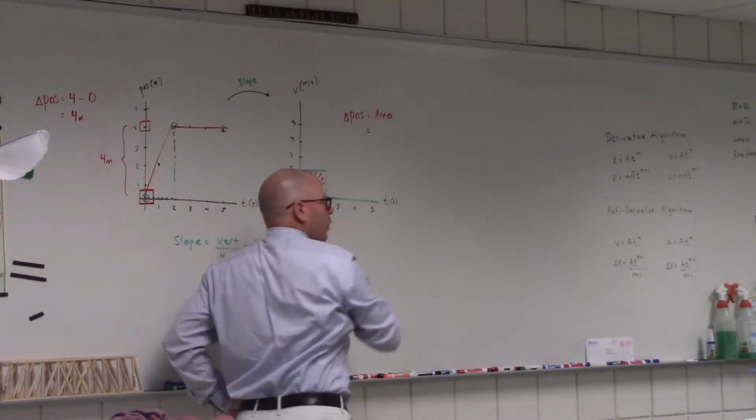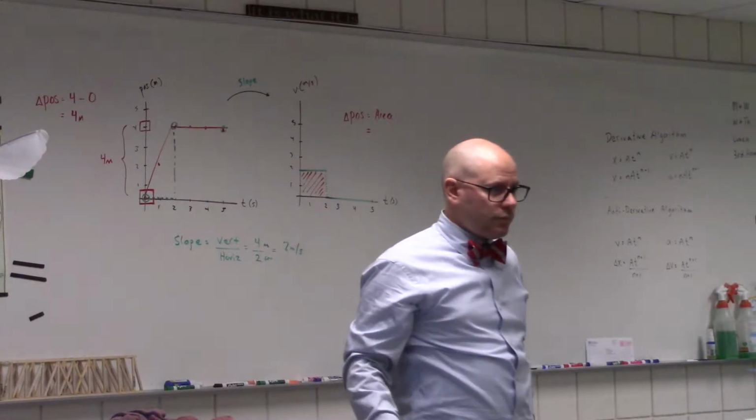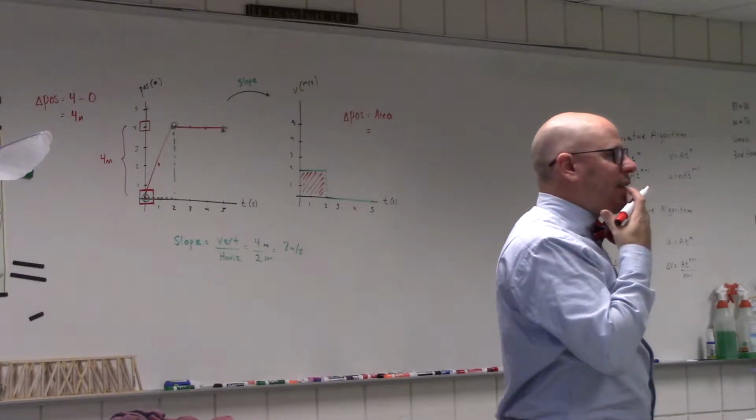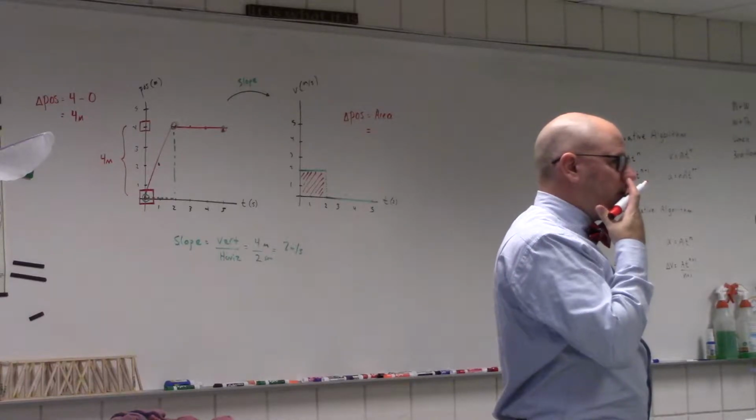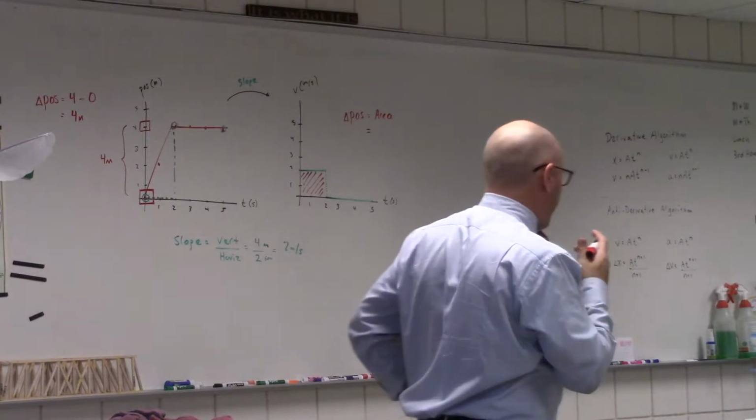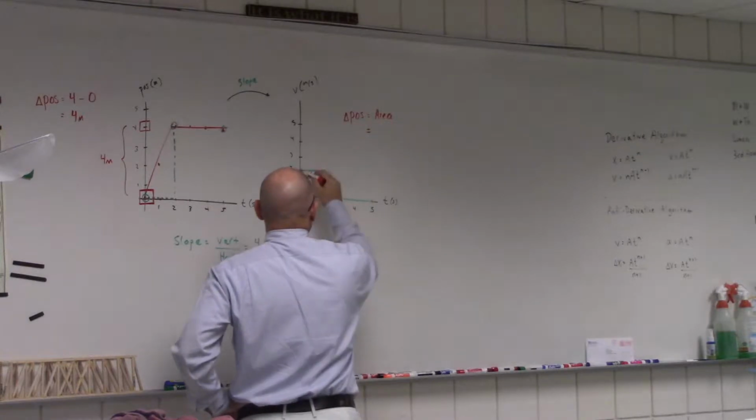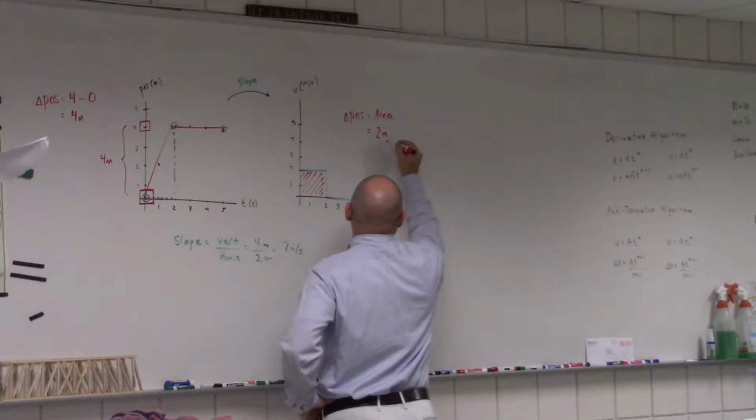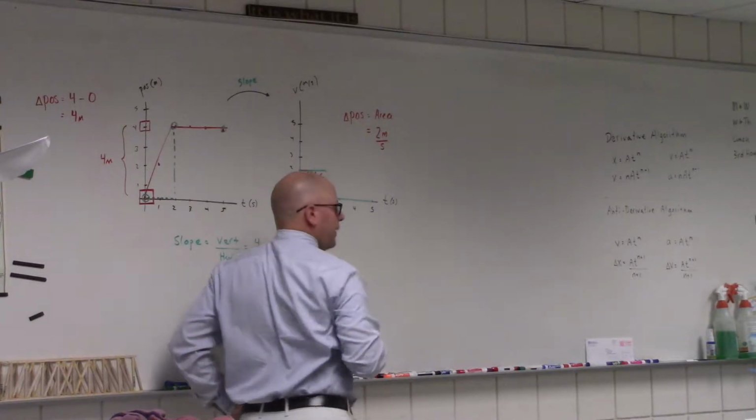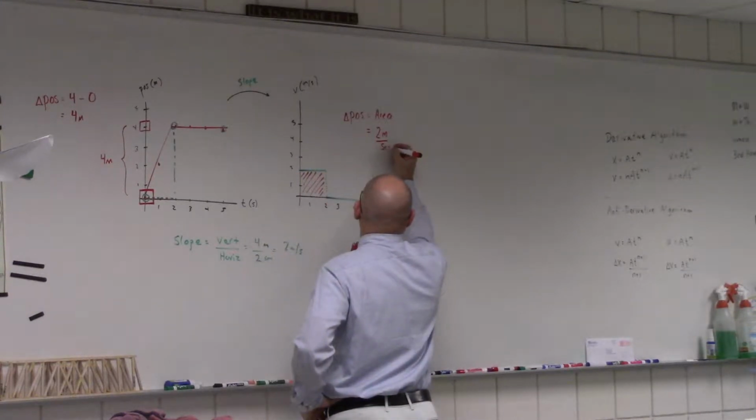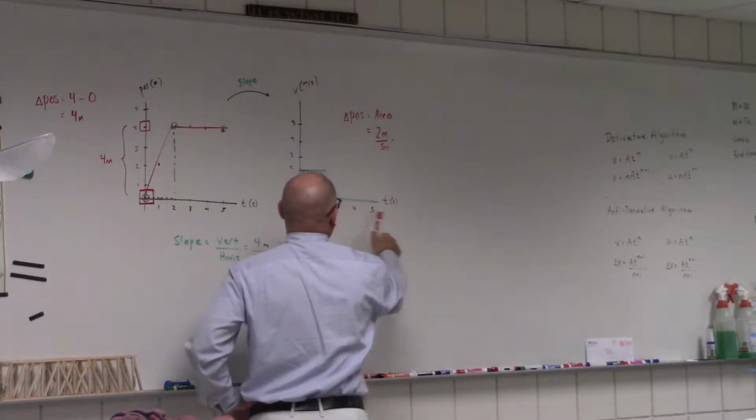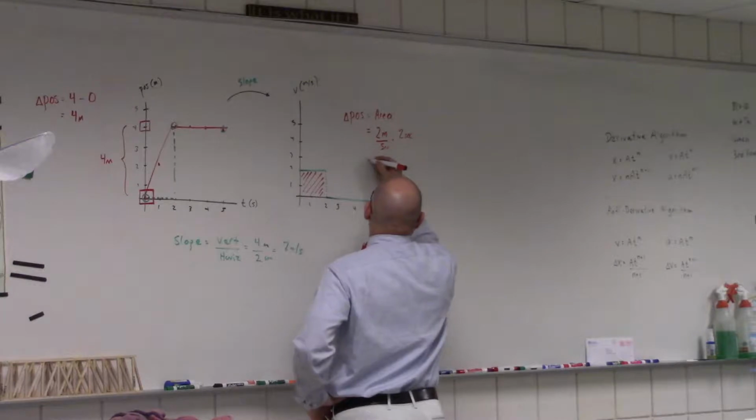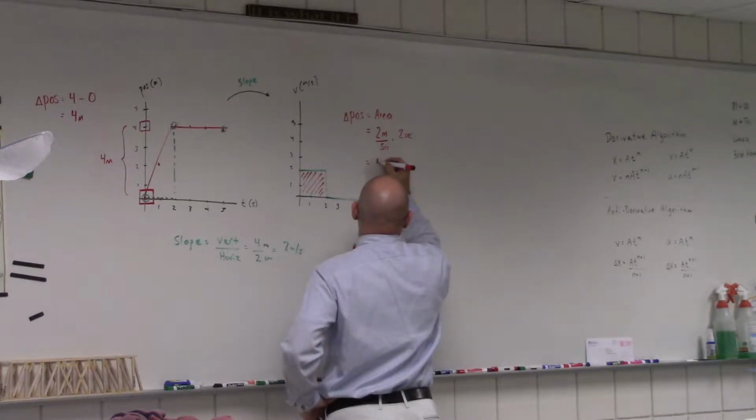All right. What kind of shape is that? Square. It's a square or rectangle. Okay, it's a square or rectangle. How do you find the area of a rectangle? Base times height. Okay? All right. So what's the height? It's 2 meters per second. And what are we multiplying? What's the base here? 2 seconds. 2 seconds.